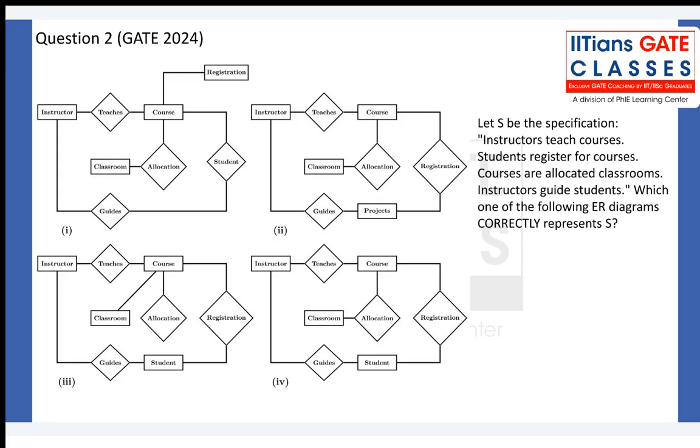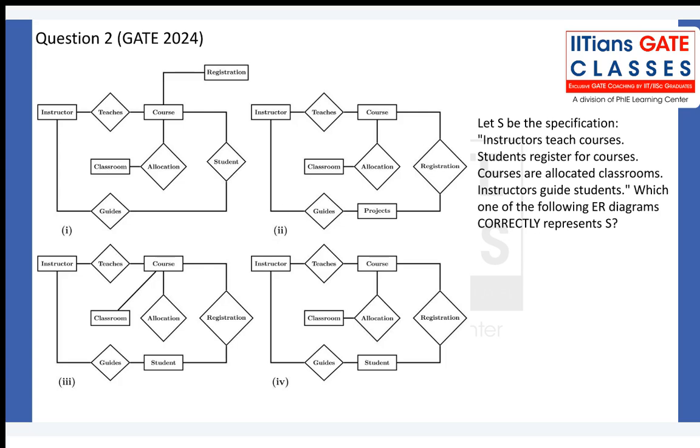Okay. Now let's go to the question. So very simple. Let S be a specification. Instructors teach courses. Students register for courses. Courses are allocated classrooms. Instructors guide students. So which one of the following ER diagrams correctly represents S?